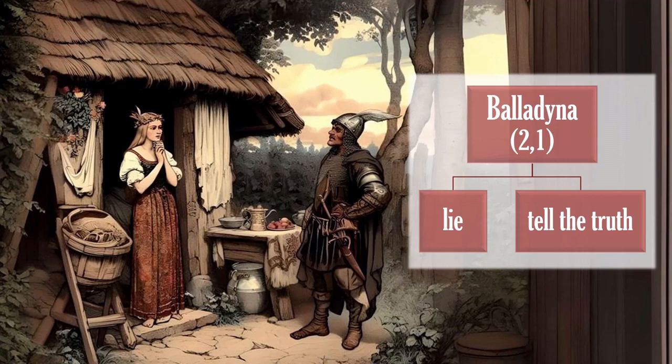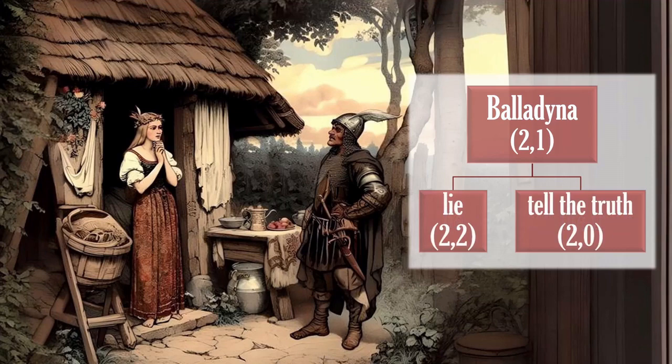Balladyna can tell him the truth about her feelings for Grabiec, or, considering her desire for power, keep silent about it and answer in a way that makes him feel that she loves him. Of course, she prefers the Lord to some really unknown guy, so the payoffs will be as shown.